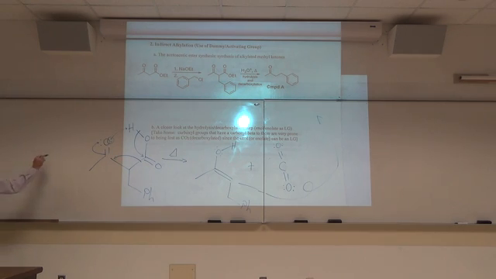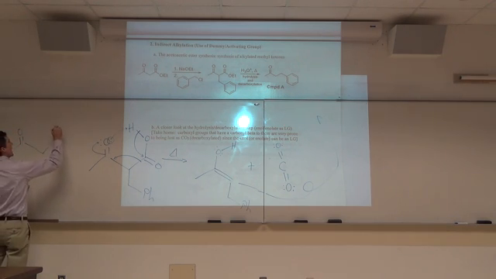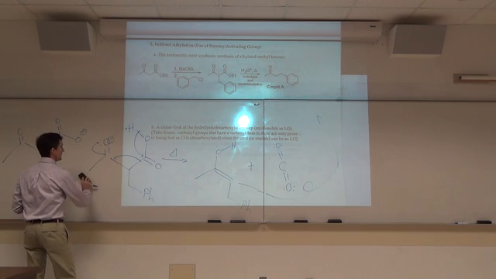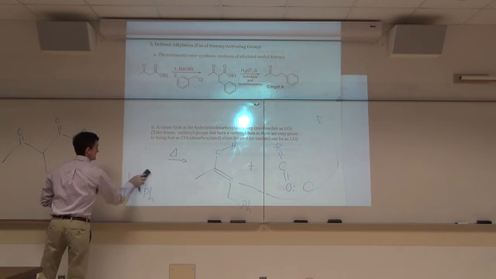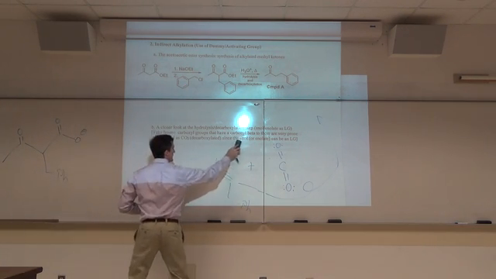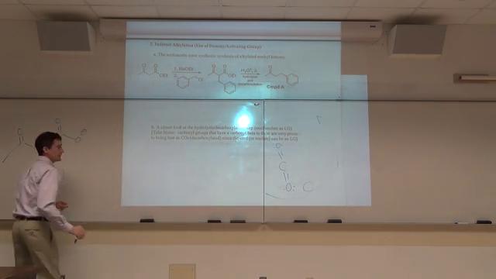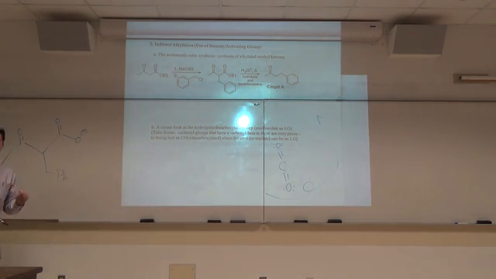I'm going to redraw it and maybe erase some here. We would have this. I'm not going to really draw it like that. Under basic conditions, wouldn't that be in the basic form? Okay, I'm going to erase here. You could also have decarboxylation under basic conditions.